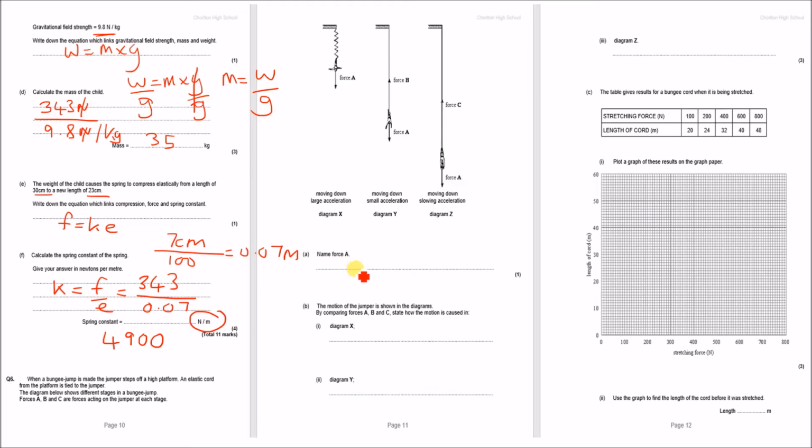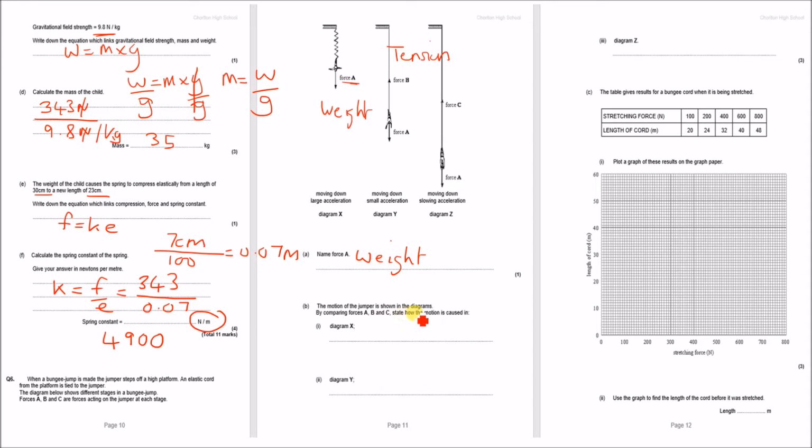So the first thing is we're going to label the forces. The force pulling down is going to be weight. So force A is weight. Force B is not asked in the question, but we're going to write it anyway in case it comes up. So this is going to be tension. So you get tension in the cord or in a rope. So tension is this force pushing back up again.